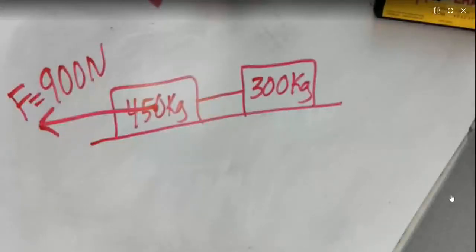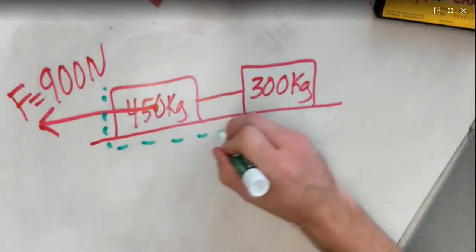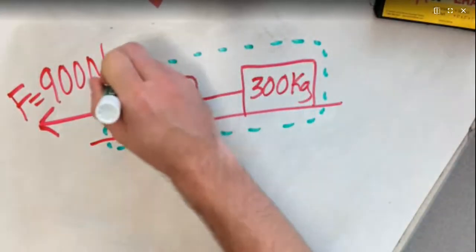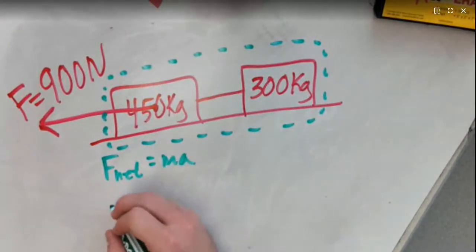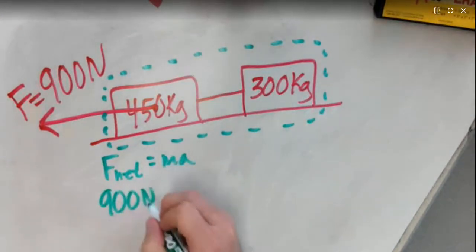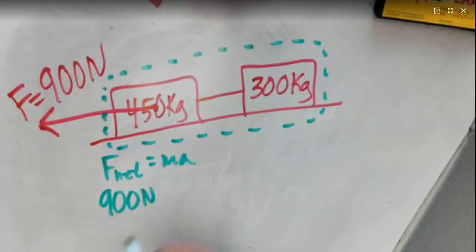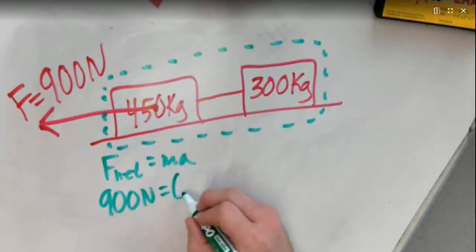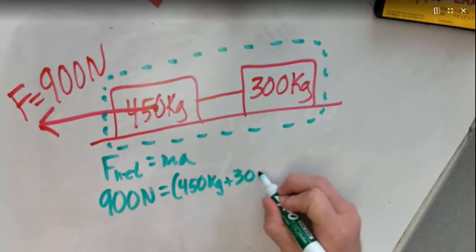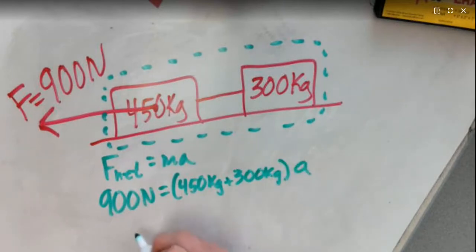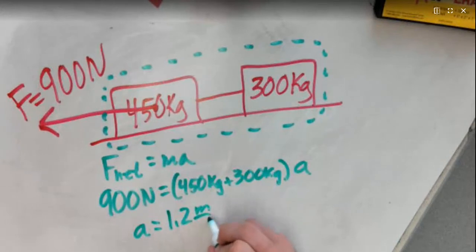Calculate the acceleration of the system. All right, so the acceleration of the whole system. I want to think of everything. So this is not two separate things, it's one big thing. So I'm just using Fnet equals ma. Fnet is 900 newtons because that's the only force pulling the system. There's a tension force, but that's internal. Equals my mass, which is 450 kilograms plus 300 kilograms, times a, solving for a. So a is 900 divided by 750. So 1.2 meters per second squared.